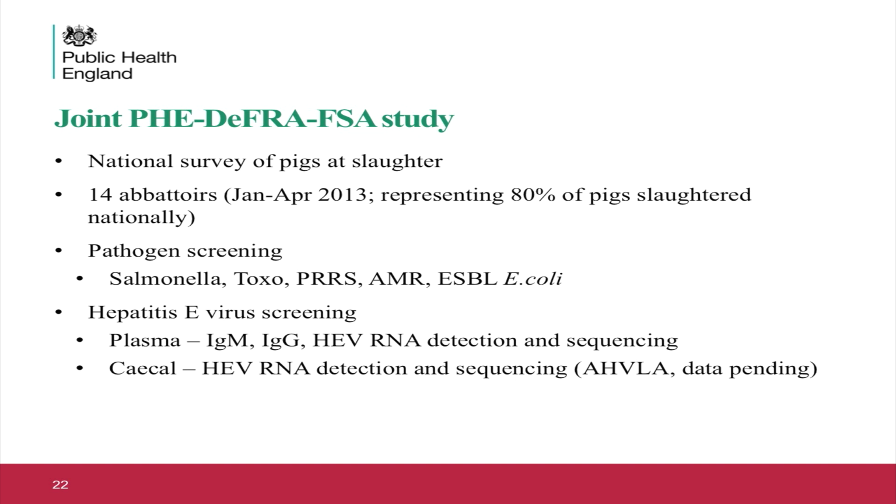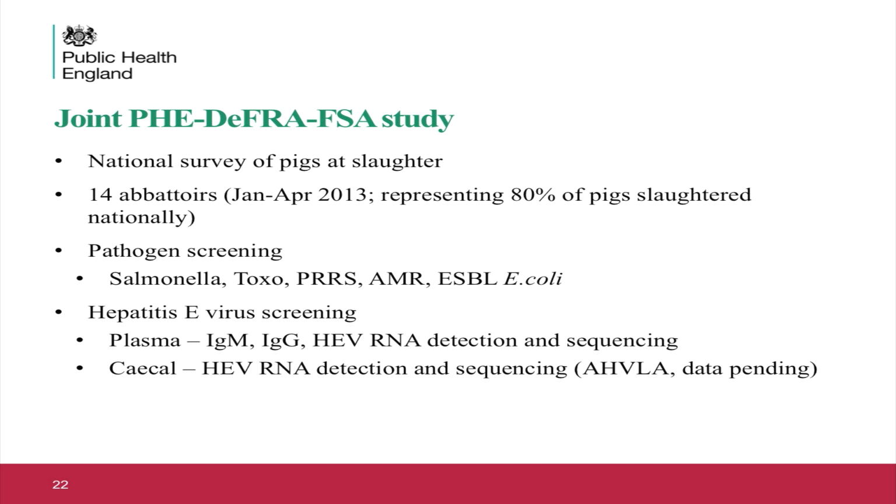And they were undertaking a national survey of pigs at slaughter in the UK. And this was done in the first quarter of 2013. And it was focused on 14 abattoirs across the UK. And they actually slaughter about 80% of UK pigs. So it's actually quite a representative study. So we took the opportunity to try and look at hepatitis E in the pigs at slaughter.